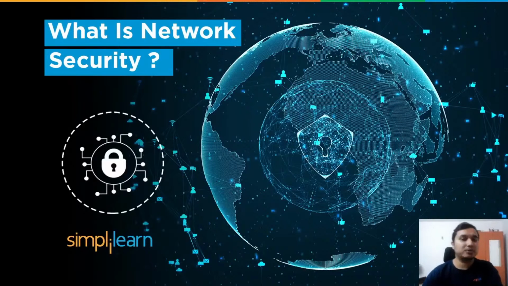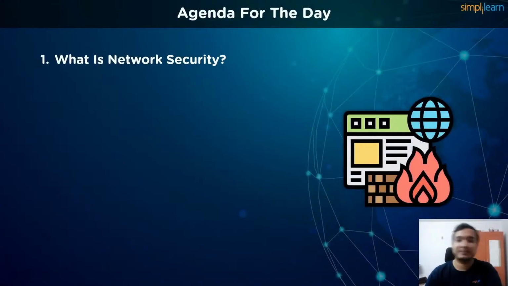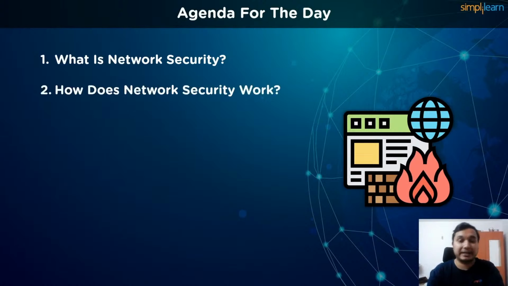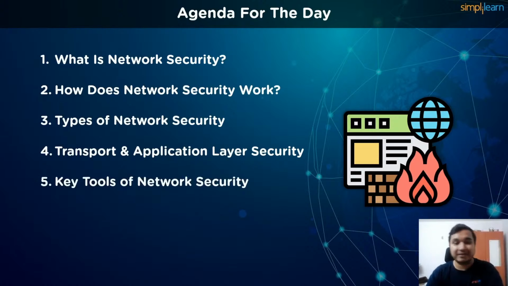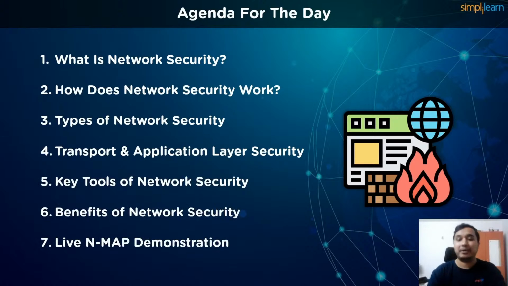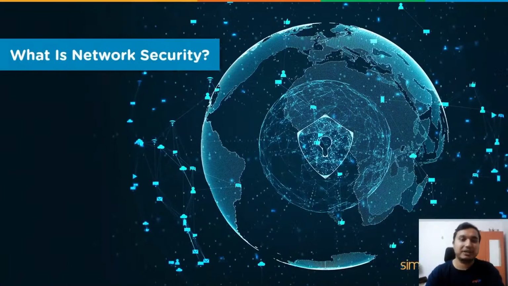Let's take a look at the topics to be covered in this video on network security, which is rising in popularity and importance. We start by introducing the viewers to network security and its basic definition. We cover the working of network security in the next section. Then we have the different types of network security, followed by a small introduction to transport and application layer security and the importance. Next, we cover the key tools in network security, the benefits, and a live demonstration of how Nmap can scan hosts and aid in ethical hacking. So let's start with the first topic for the day, which is an introduction to network security.